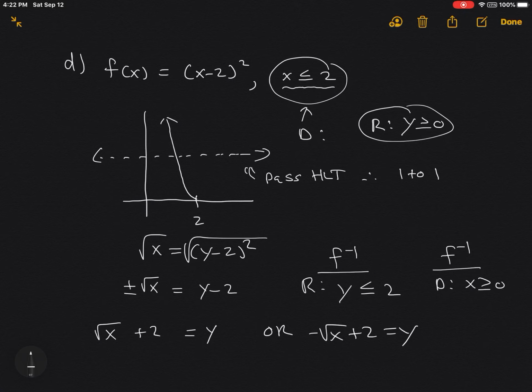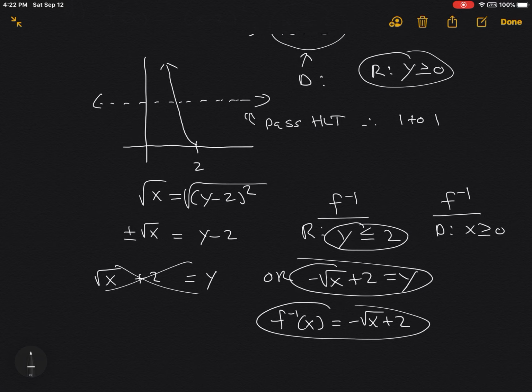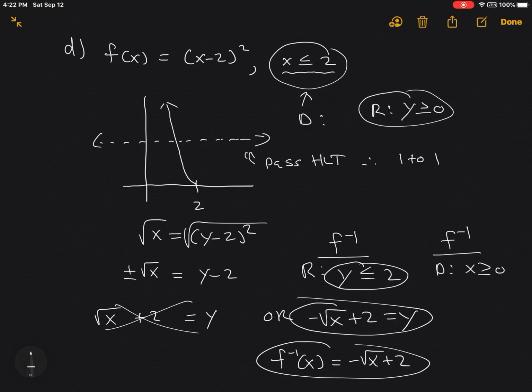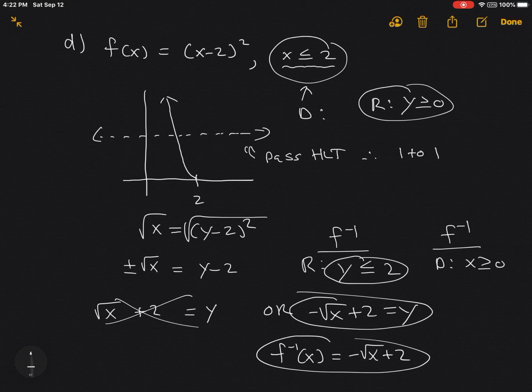Okay, so now which one of these functions do I actually select? Because y is less than or equal to 2, y is going to be pretty much negative. I'm going to select this one right here. So this is my actual f inverse. F inverse of x is negative root x plus 2. This is the correct function, not this one, because y is less than or equal to 2. This function will make my y value less than or equal to 2 if I plug in. So this is why it's important that you understand domain and range.